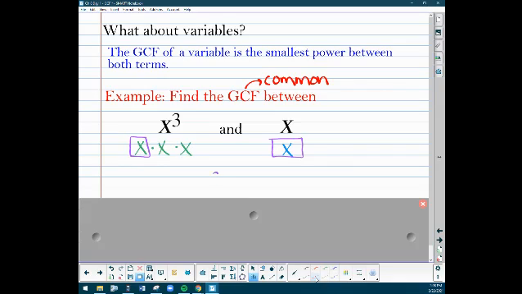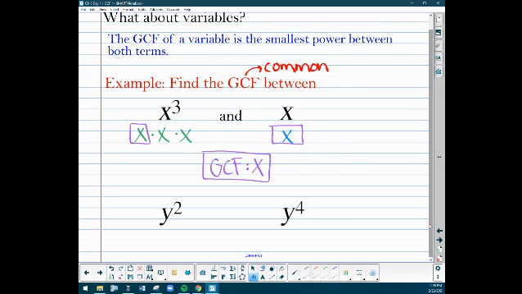So the GCF of these two is just x. They don't share any more than that, because the one on the right is only an x, so it doesn't have two x's. They only share one x. That's what is common.